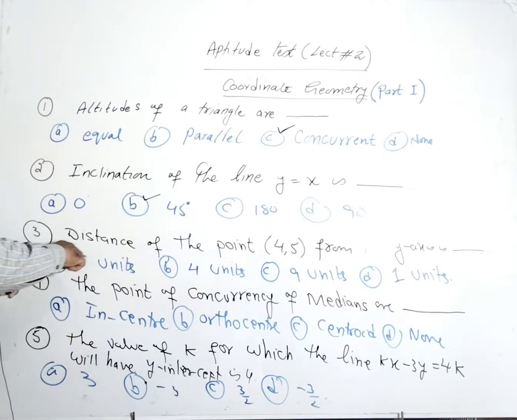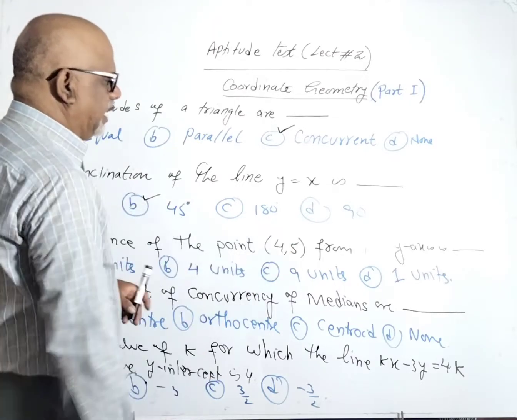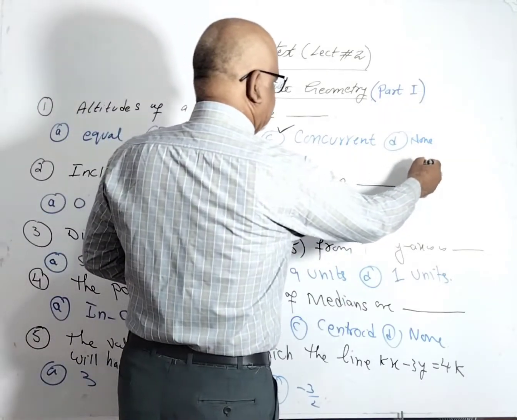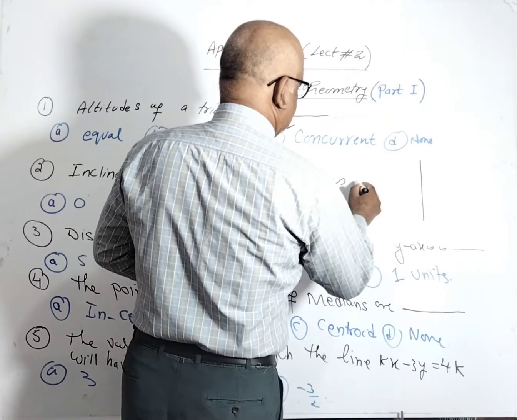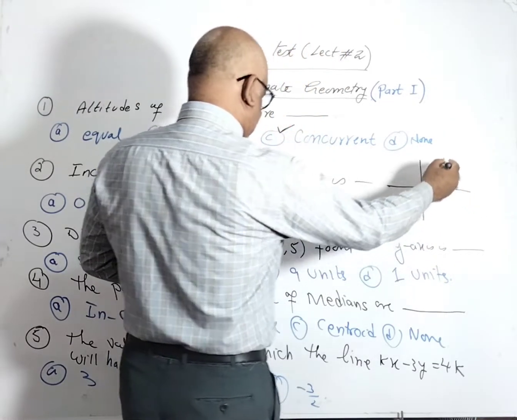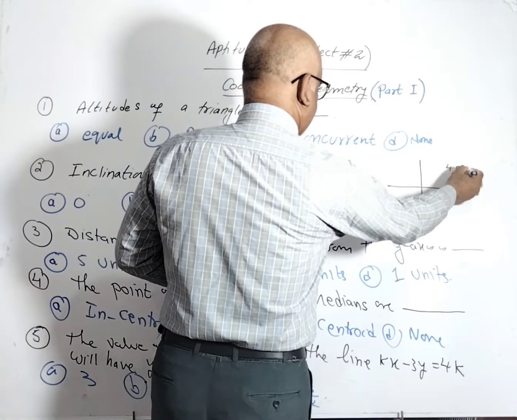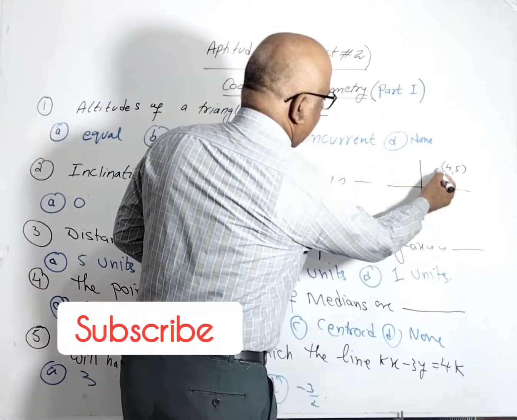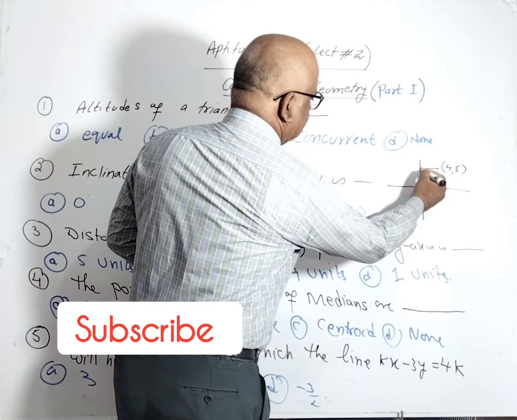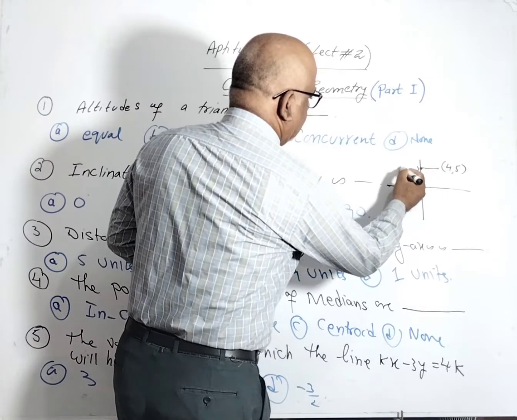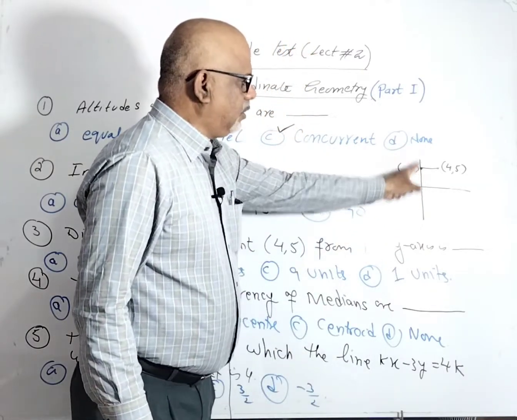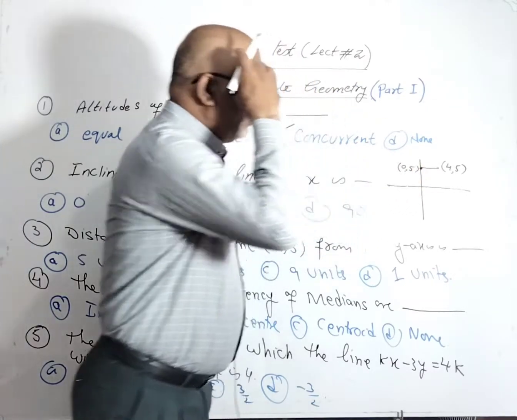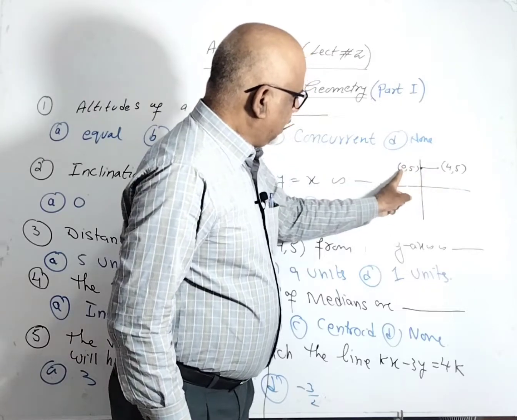Now here, the distance of the point (4, 5) from the y-axis. This is the y-axis. What will be the distance here? Now focus here, dear students. This is (4, 5), which means it is in the first quadrant. We have to find the distance from the y-axis. So what will be the point on the y-axis? On the y-axis, the x component will be 0, so the point is (0, 5). Y remains the same, x is 0.